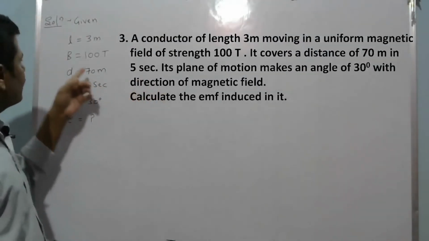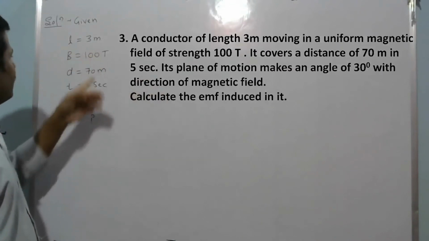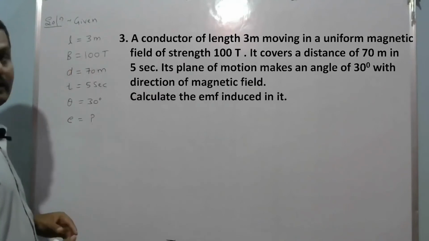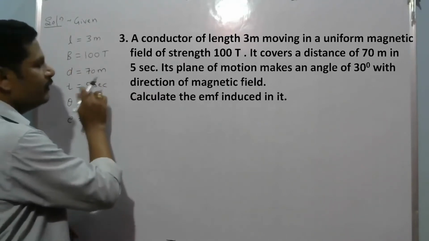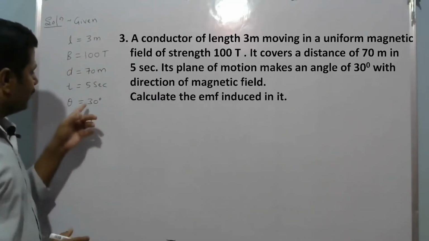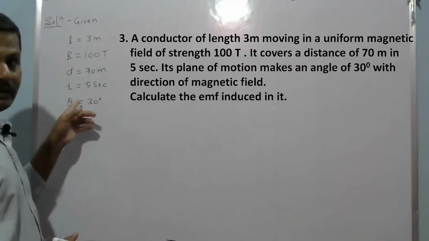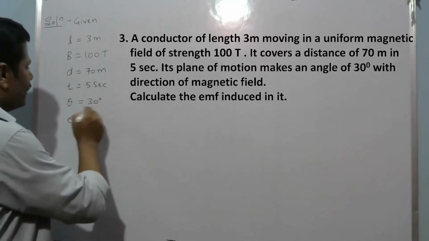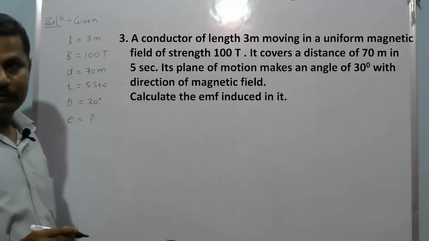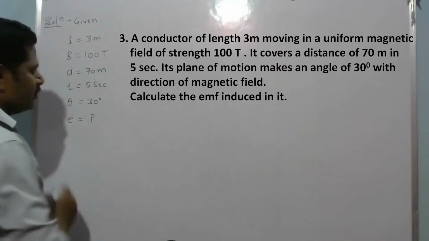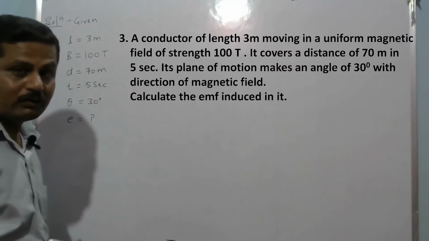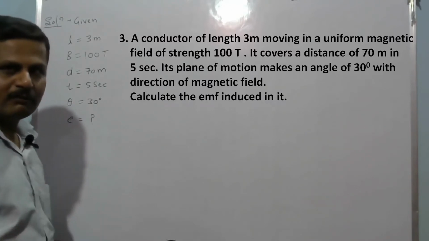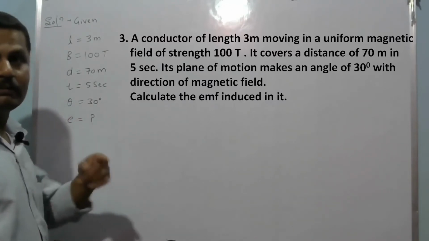In this problem, a conductor of length 3 meter is moving in a magnetic field of magnetic strength 100 Tesla and covers a distance of 70 meter in 5 seconds. The plane of the motion of the conductor makes an angle of 30 degrees with the direction of the magnetic field. We need to find the induced EMF. That induced EMF is called motional EMF because we know that the motional EMF is the EMF which is induced in a conductor moving in a magnetic field.